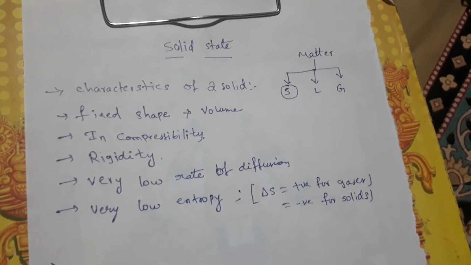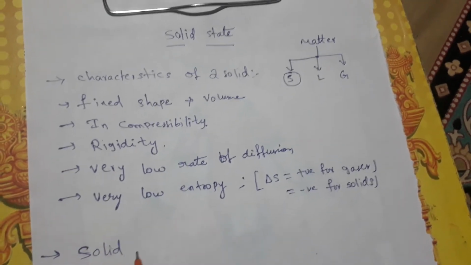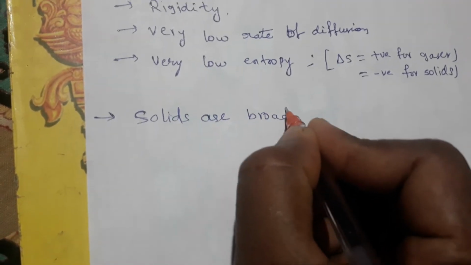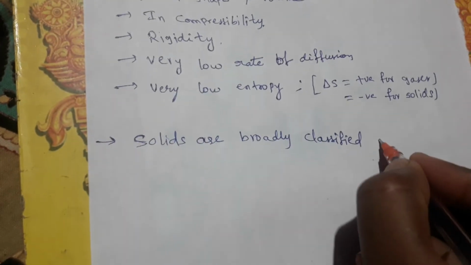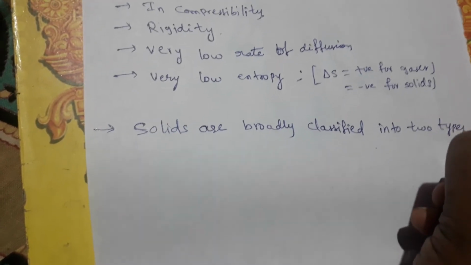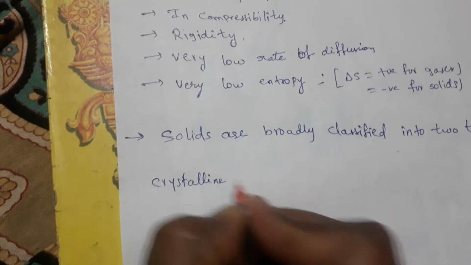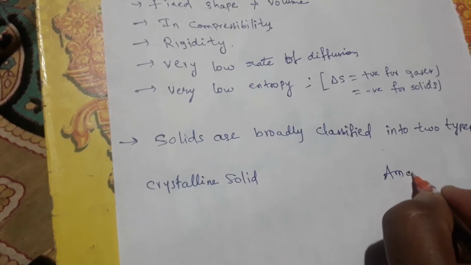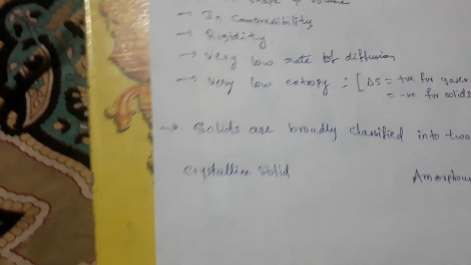Solids are broadly classified into two types. How many types of solids are there? There are two types of solids. One is crystalline solid and the other is amorphous solid. Crystalline solid and amorphous solid.